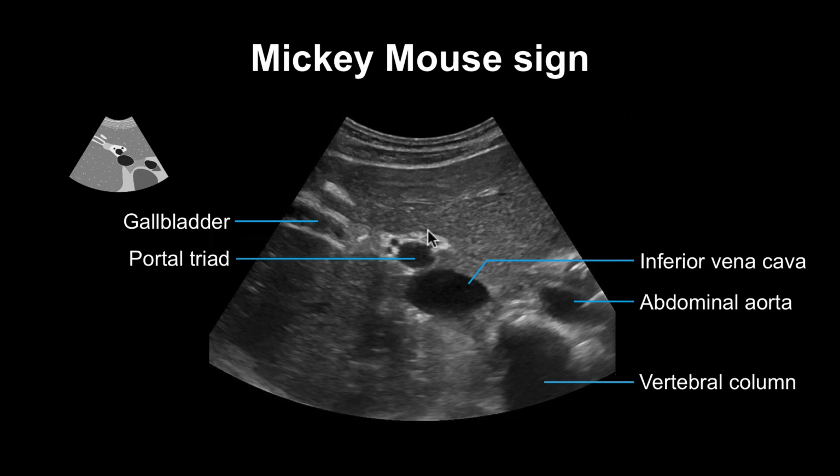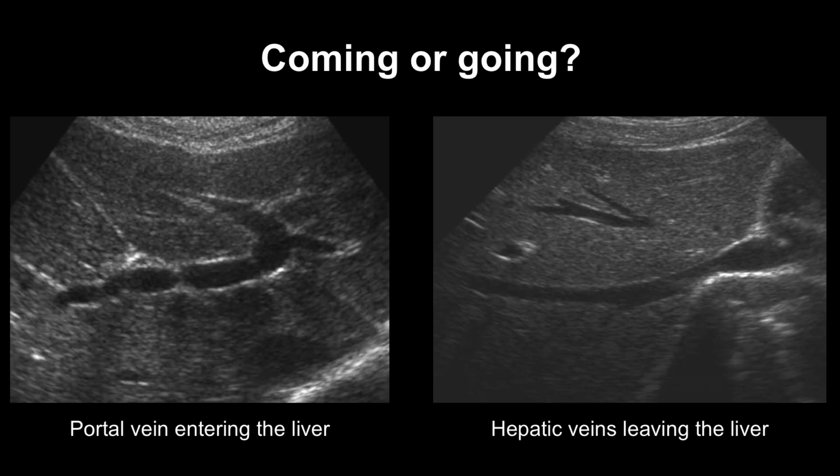Here's the Mickey Mouse sign on ultrasound. Its ears are very tiny, but the echogenic connective tissue still shows their shape. How can we tell the difference between a portal vein and a hepatic vein? On the left you see a portal vein with the surrounding sheath of echogenic connective tissue. On the right there is clearly no echogenic connective tissue surrounding this vessel structure here. So this is a hepatic vein leaving the liver.